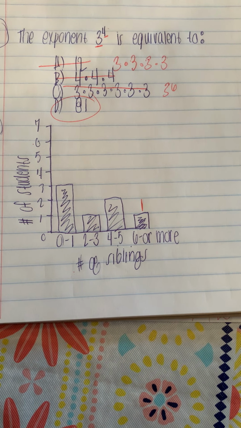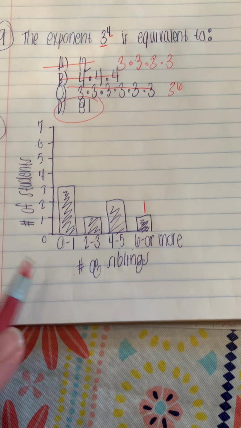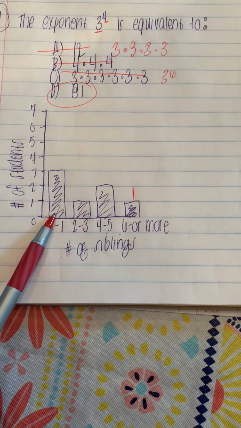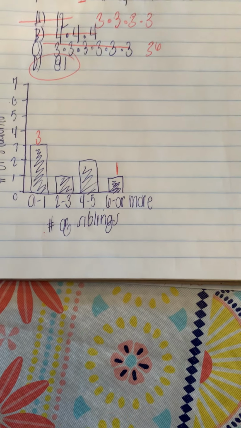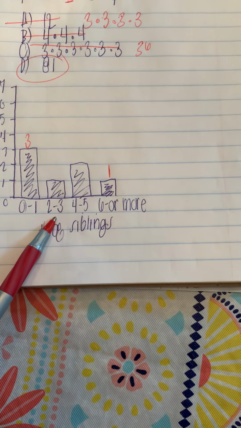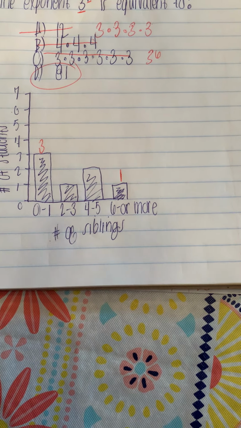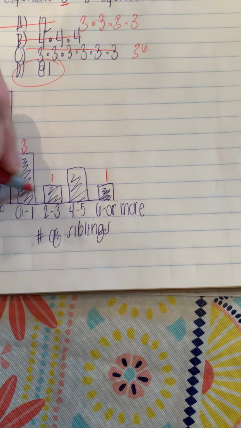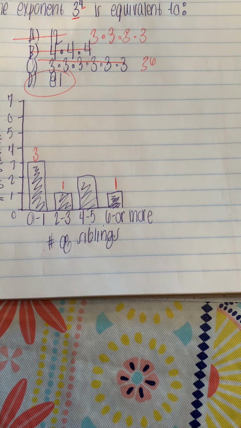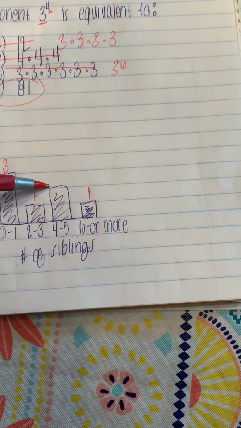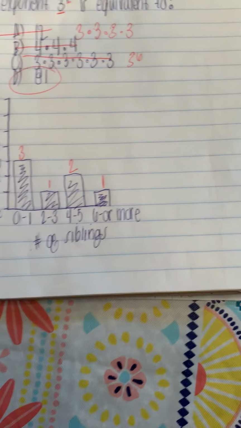How many students have 0 to 1 siblings? So 0 to 1 siblings right here, there are 3 of them. How many students have 2 to 3 siblings? There is 1, because the bar is over there. And lastly, how many students have 4 to 5 siblings? There would be 2 of them.